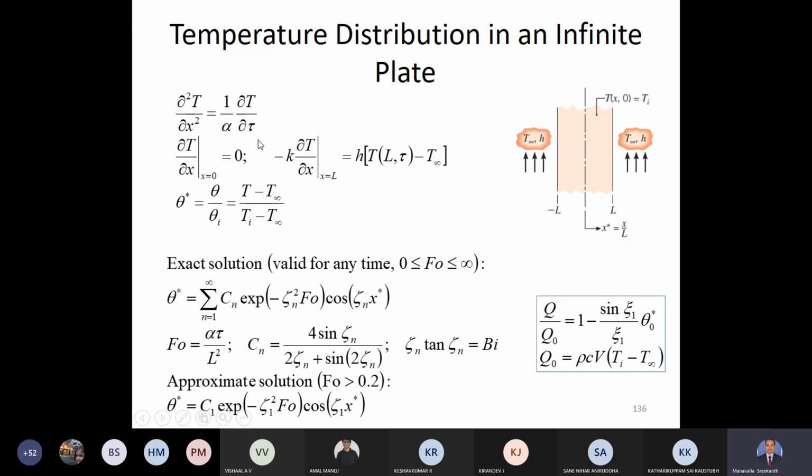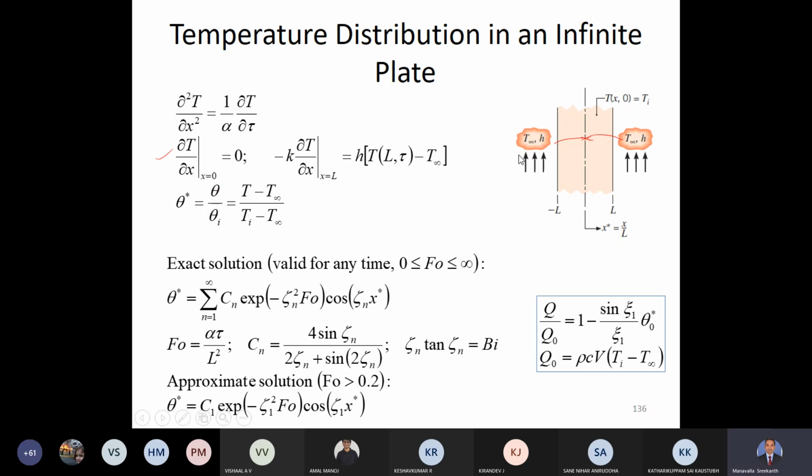The initial condition will be the temperature at time equal to 0. There is a certain initial temperature. That will be the condition. This is the initial condition. The boundary conditions can be, you see here, because there is symmetry on either side, the same convective conditions on either side, the center will behave as an insulated surface. Therefore, at the center, that is at x equal to 0, ∂T/∂x will be equal to 0, because at that point it is insulated. Whatever is happening on this side, there will be a mirror image of that happening here. So at this point, dT/dx will be equal to 0.